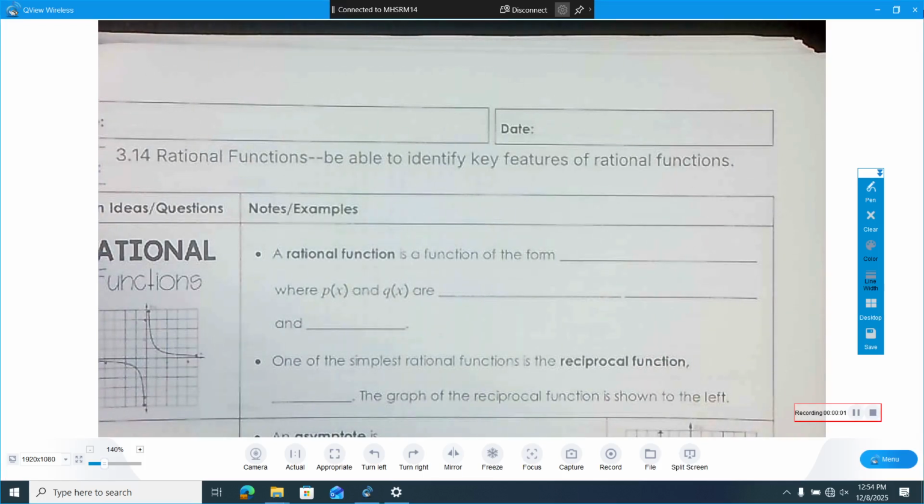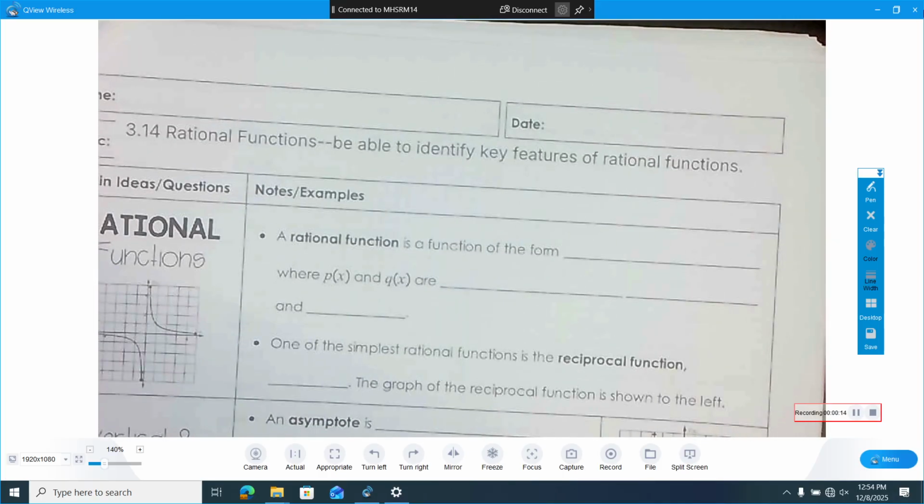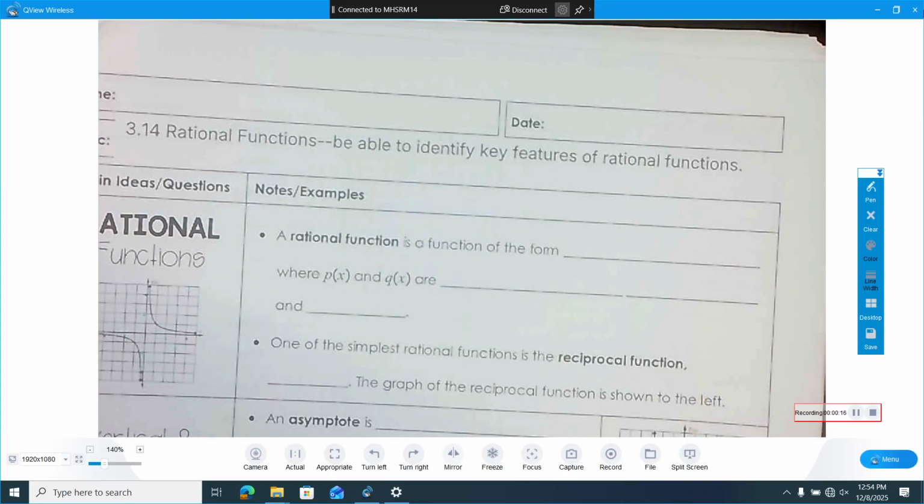So on Friday, we started graphing rational functions, rational fractional functions. And I like starting the way that I had you guys start it because it helps you to understand how we get that horizontal asymptote.